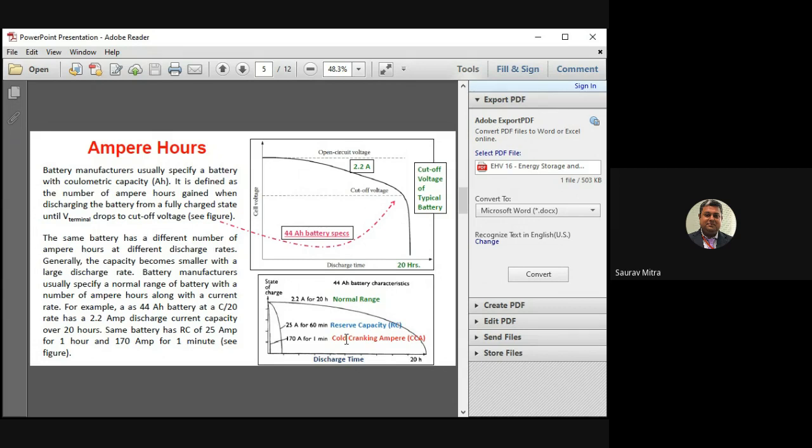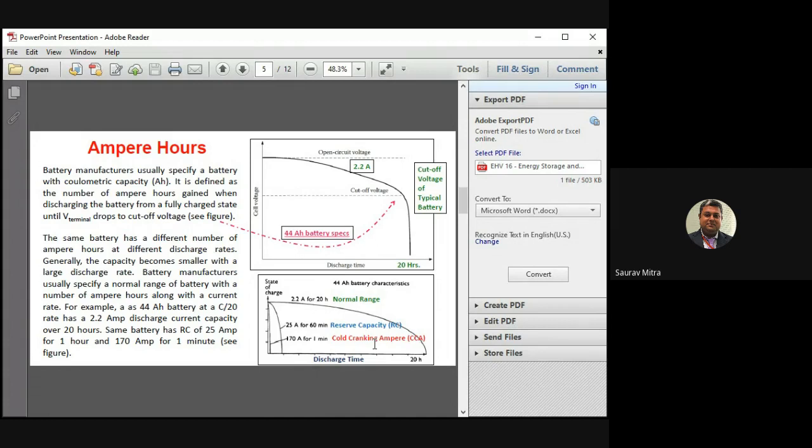Okay, so India is the best country for this kind of batteries, which is always in a normal range. Or you can say Europe also, the southern part of Europe, countries like Italy and Spain and Portugal. So they have a normal temperature, not too hot, not too cold. For those kinds of countries, we are going to have this kind of characteristic, 2.2 ampere for 20 hours, that kind of range. So these three characteristics are very important.